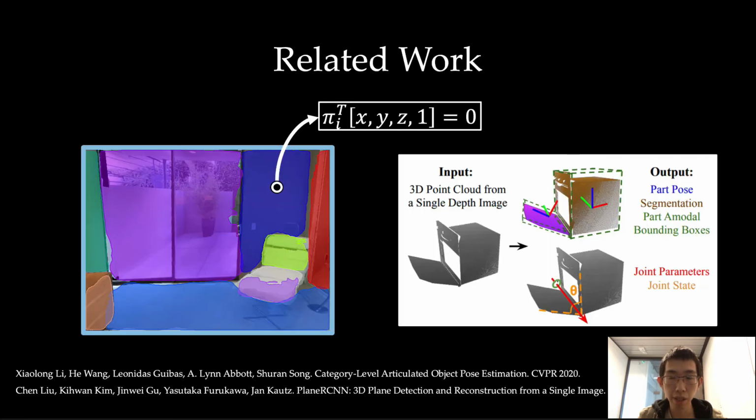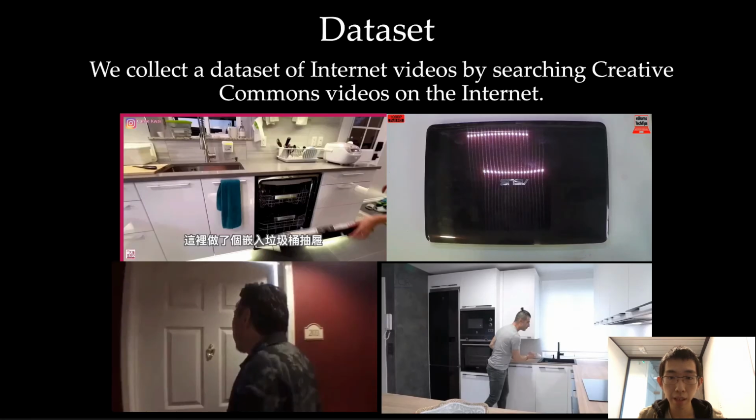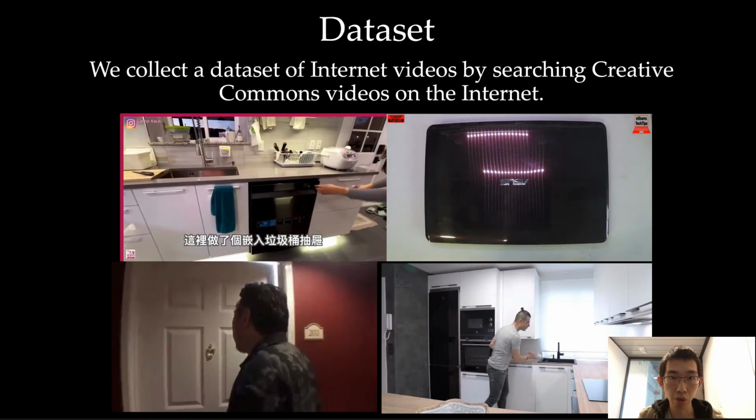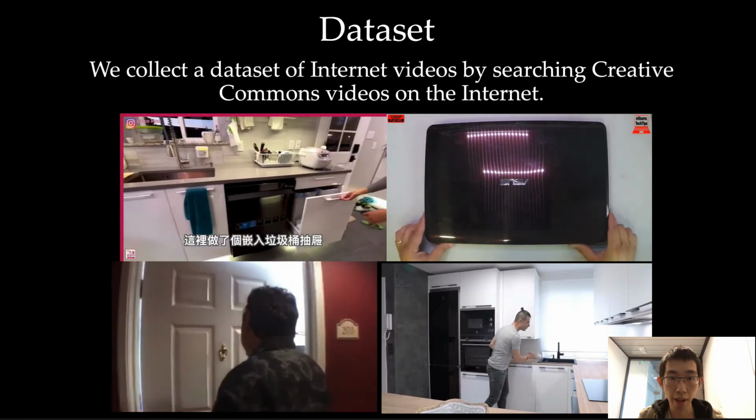In the recent few years, single image 3D has made a lot of progress, but the reconstruction remains static. There are also a few works which recover articulation from RGBD, but most are on synthetic data. As our initial step to solve this problem, we collect a video dataset by searching Creative Commons videos on the internet. We end up with around 9,000 video clips, including articulating the dishwasher, laptop, door, and drawer.